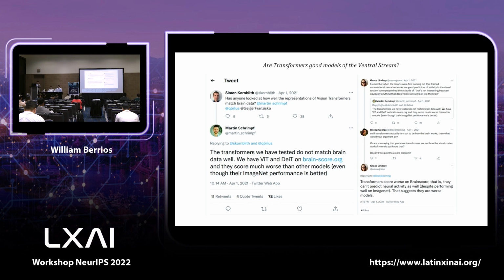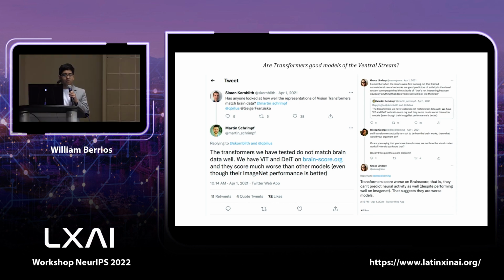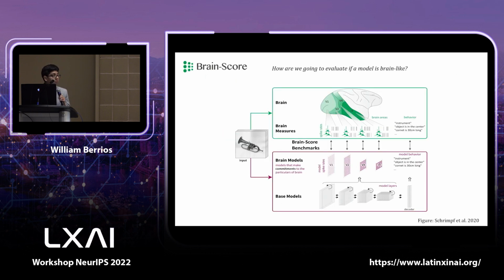The main question that we want to answer, or give some clues about, is: are transformers good models of the ventral stream? There has been a lot of discussion on this topic. Some scientists have mentioned that, for example, the division of an image into patches when processing it in a vision transformer, and also the mechanism of self-attention, might not reflect how the ventral stream works in the human brain.